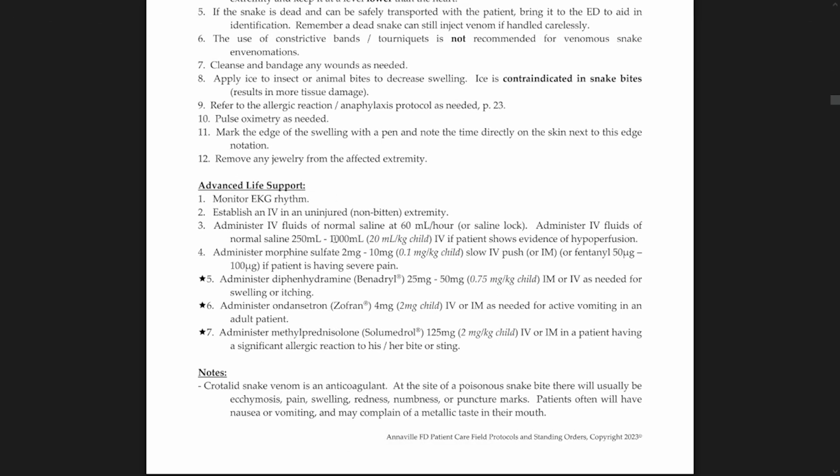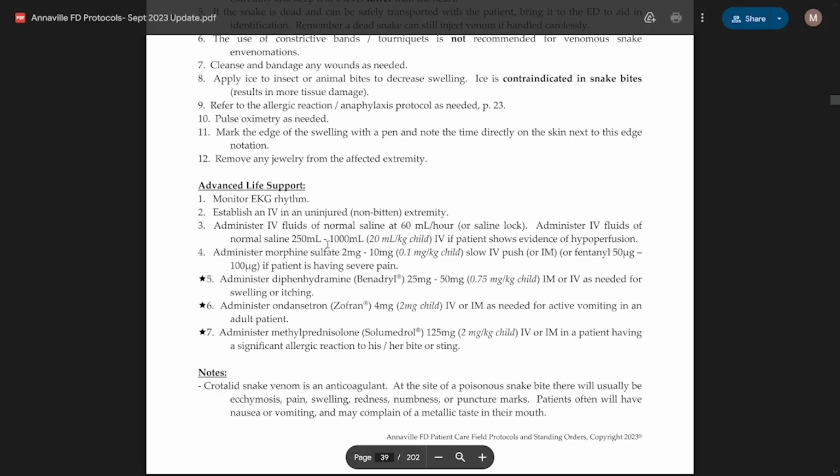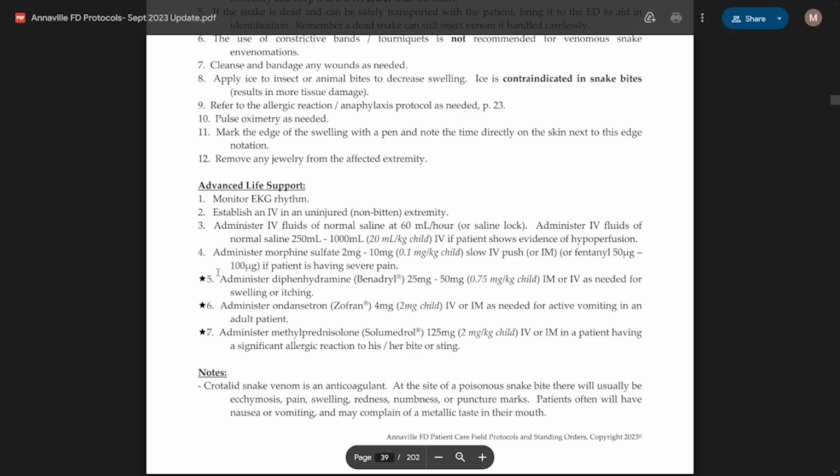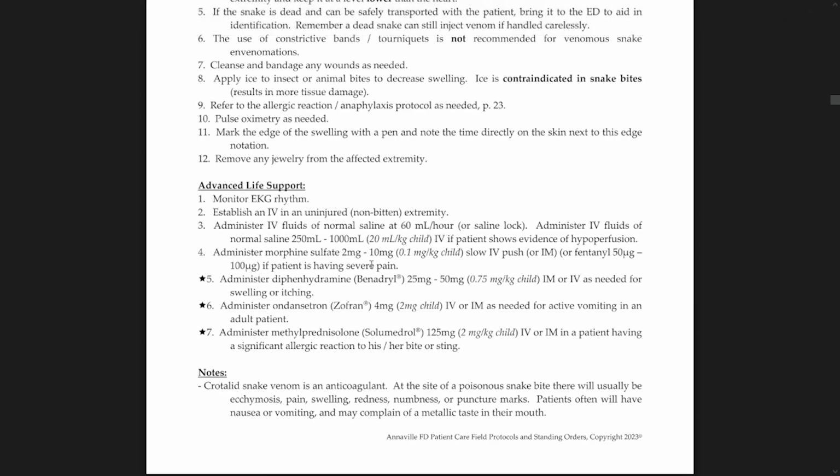For ALS, or advanced life support, you want to monitor an EKG rhythm. Establish an IV on an uninjured, non-bitten extremity. Administer IV fluids as necessary. If the patient shows hypoperfusion, you can use a 1,000 mL bag. Administer morphine sulfate, 2 milligrams to 10 milligrams, or 0.1 milligram per kilogram for a child, via a slow IV push or intramuscularly, or you can administer fentanyl 50 to 100 micrograms if the patient is having severe pain.